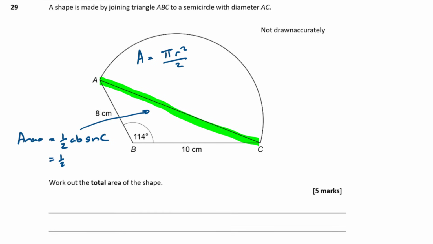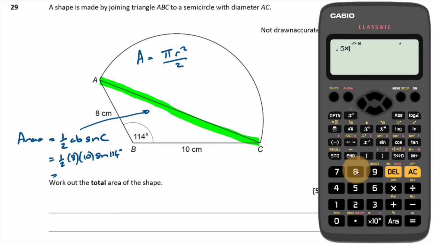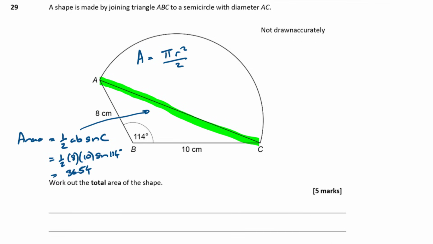That's going to be a half times a, which is 8, times b, which is 10, and times the sine of 114. So that's just tap it into the calculator and find out what the answer is. That's the easy squeezy bit. So half times 8 times 10 times the sine of 114. Okay, that comes out to be 36.5. I'm going to write an extra digit down because I'm going to round it off later. So I'm going to write down 4 digits and I'll drop down to 3 later. Okay, so that's that bit done.